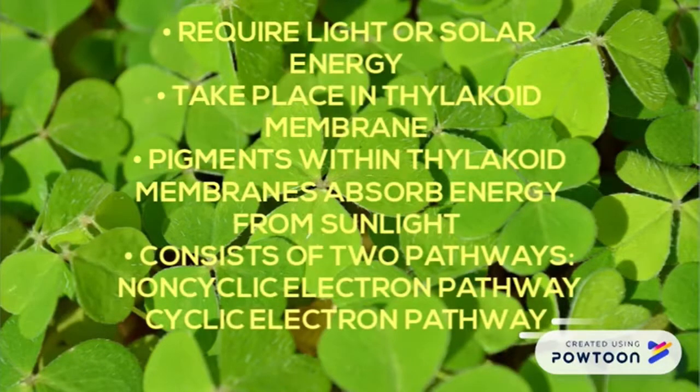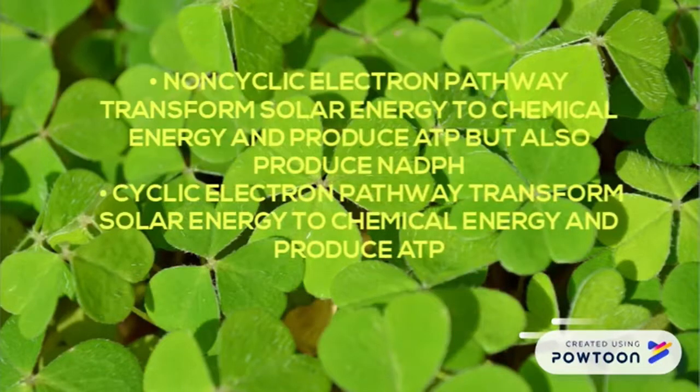Light reaction requires light or solar energy and takes place in the thylakoid membrane. Pigments within thylakoid membranes absorb energy from sunlight. It consists of two pathways, non-cyclic electron pathway and cyclic electron pathway. Non-cyclic electron pathway transforms solar energy to chemical energy and produces ATP, but also produces NADPH. Cyclic electron pathway transforms solar energy to chemical energy and produces ATP.